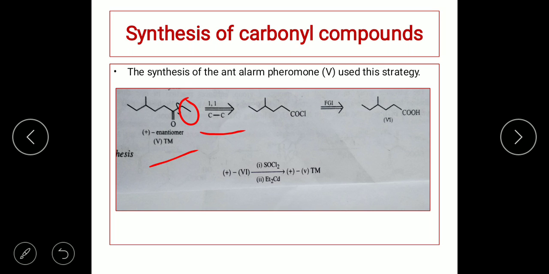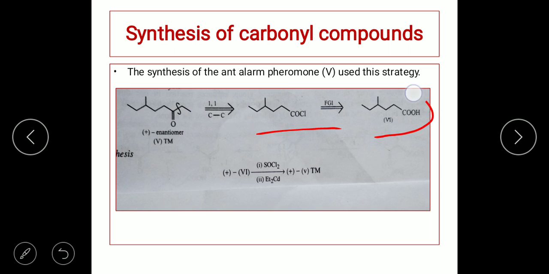The next step, the synthetic equivalent for this carbonyl cation would be Cl minus, as the positive charge is on the carbonyl carbon. So that is how we are going to get the acid chloride as an intermediate, and also the R minus, that is nothing but the Grignard reagent we are going to make use of, that is RMgBr. But here the next step would be further disconnection. The further process of this acid chloride would be the step of functional group interconversion. We are going to interconvert the acid chloride to the carboxylic acid, that is nothing but by functional group interconversion.